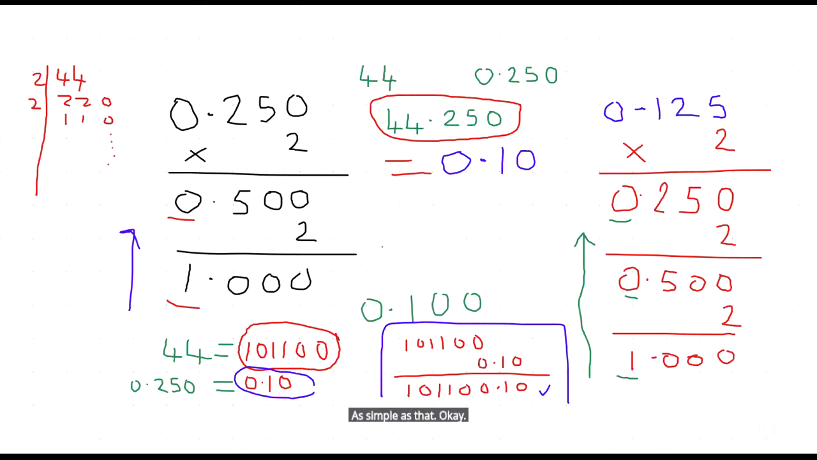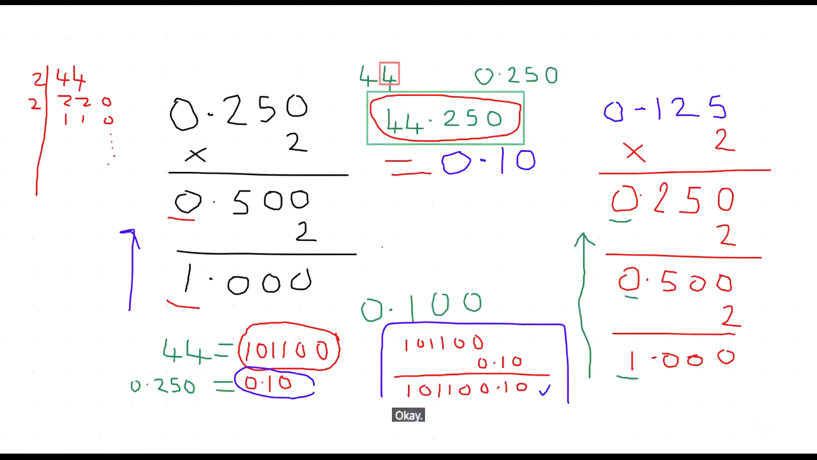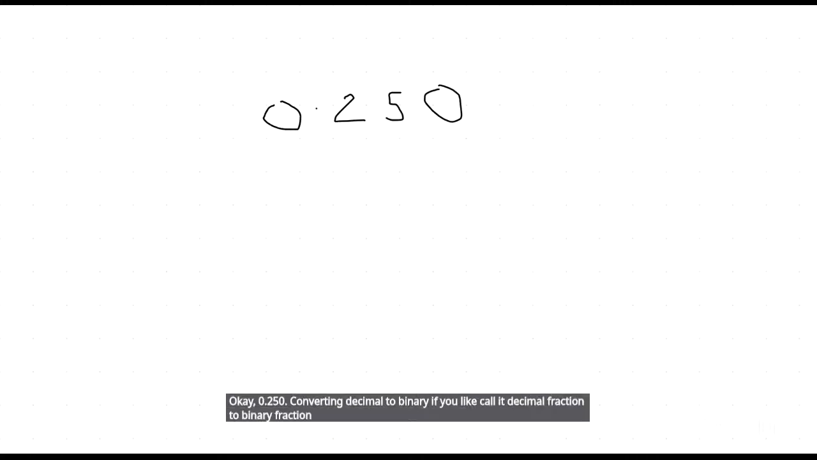I don't want to confuse you with everything written here again. So let's do 0.250 again, and 0.125 again, although time is up. Let me see how far I can go with that. Okay, 0.250. Converting decimal to binary. If you like, call it decimal fraction to binary fraction, but nobody is going to tell you it's a fraction.